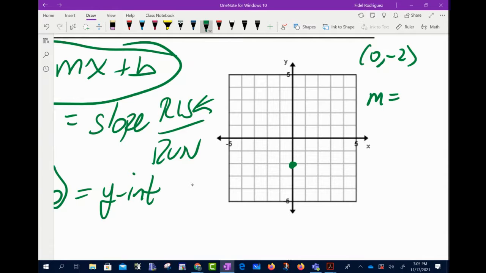Now, didn't we say that our m was 3 over 1? And didn't we call the slope the rise over the run? So again, if you forgot about this, don't worry, we're going to go over it again. Remember what this means? It means we're going to go up 1, 2, 3, and over 1. Okay? Now, what I'm going to do here, y'all, I'm going to connect those two dots.